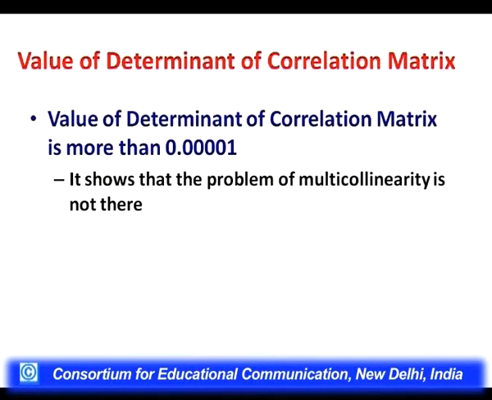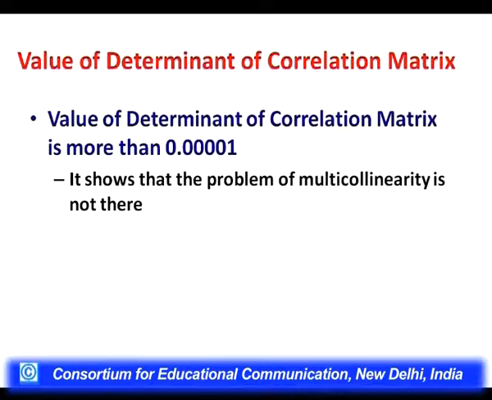Value of determinant of correlation matrix. When we conduct SPSS and we ask for the correlation matrix, we must ask for the determinant of the correlation matrix also. If the value of the determinant of the correlation matrix is more than 0.0001, it shows that the problem of multicollinearity is not there.